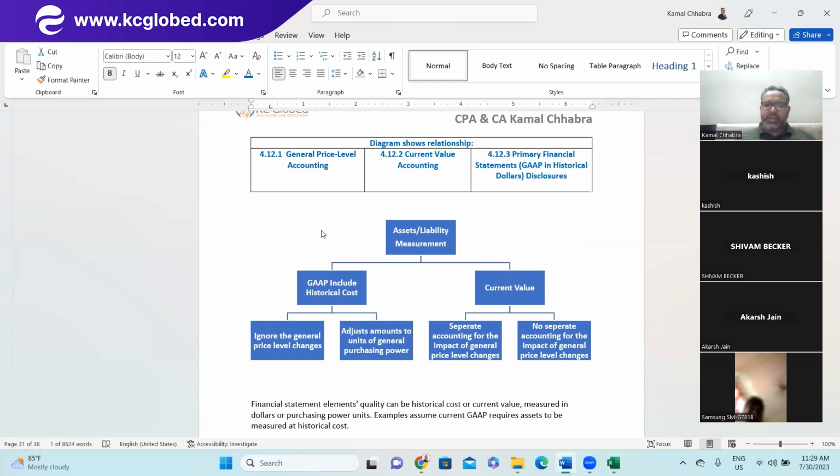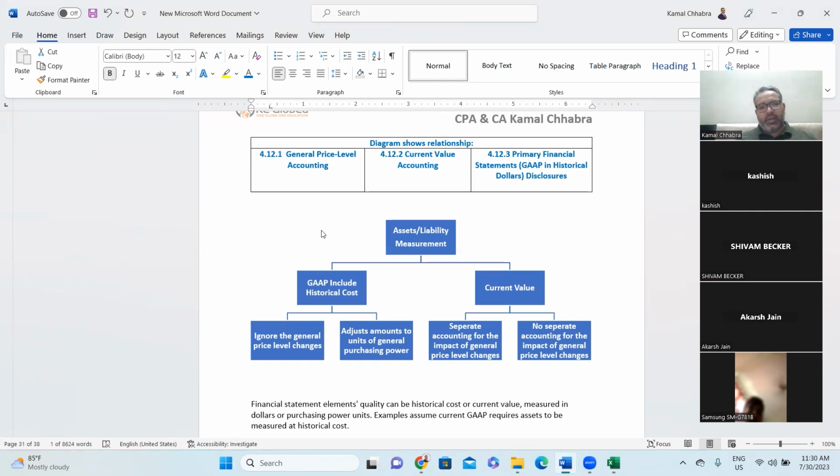So you have assets and liabilities that you need to measure, right? When you use general price level accounting, you use GAAP and historical cost, and then you ignore the general price level changes and adjust the amounts to units of general purchasing power. So for the assets and liabilities, at that point you will be using the purchasing power index, right? And whatever adjustment comes, you consider that in the current year income statement, right?